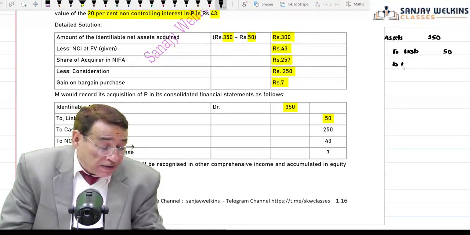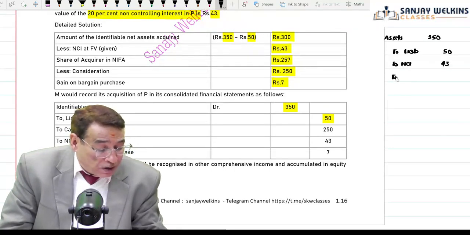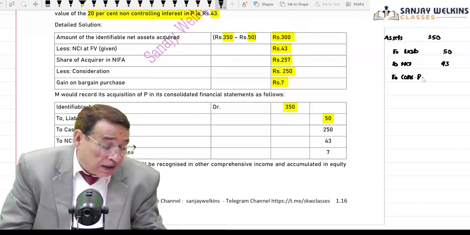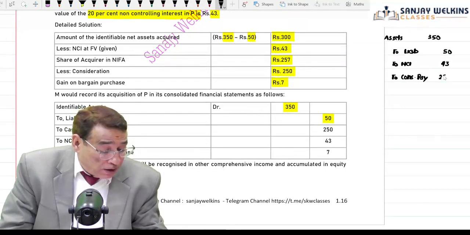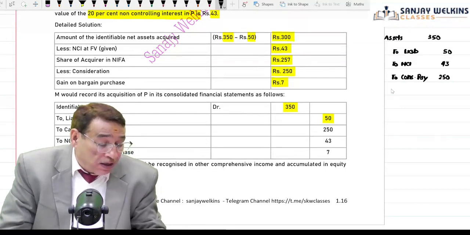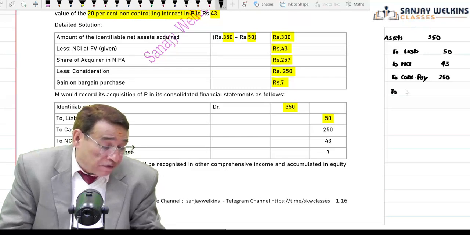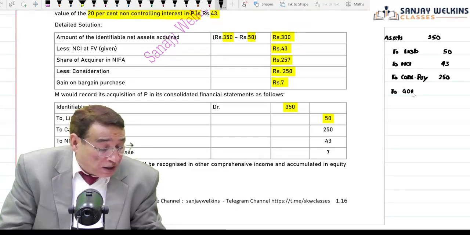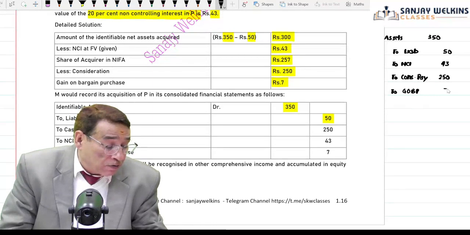Then you write NCI. You computed, in fact, the value of NCI was already given straight away, 43. And then you write here consideration payable. Consideration payable is equal to, in this particular case, 250, and now you take the difference. The difference is actually gain on bargain purchase. That is equal to 7.